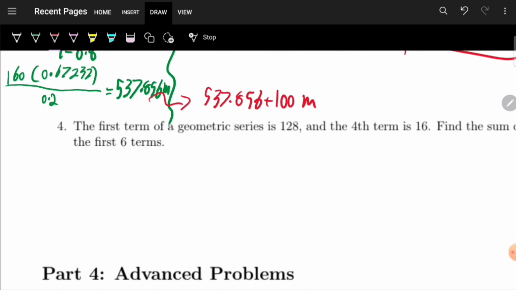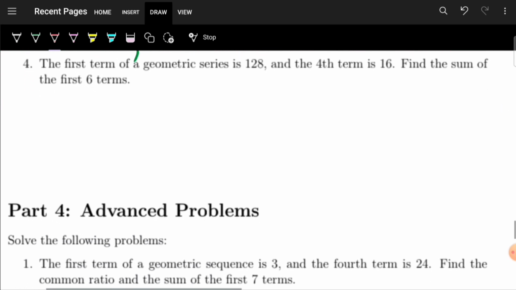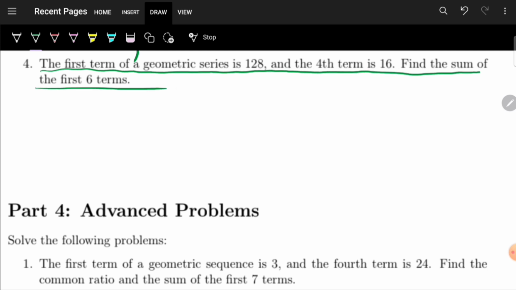All right, let's have a look at the next one. So it says the first term of a geometric series is 128 and the fourth term is 16. Find the sum of the first 6 terms.